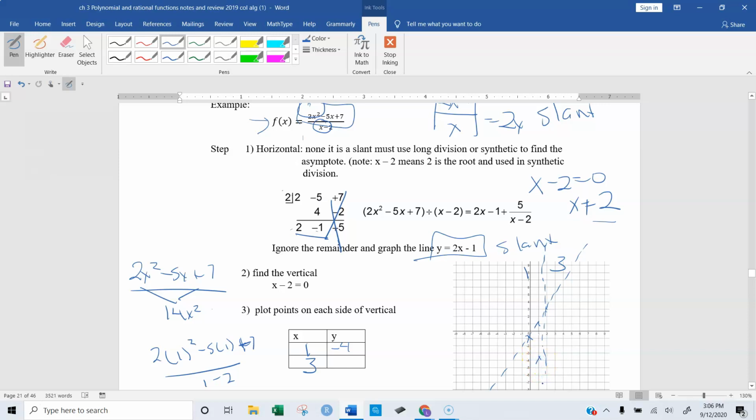Now we approach the asymptotes. So we do the vertical asymptote and the slant asymptote. Now we check 3. It actually should end up in the other small area. So we plug in 3 into our original. So we have 2 times 3 squared, which is 9, minus 5 times 3, plus 7, all over 3 minus 2. So we got 18 minus 15 plus 7, which is 10.